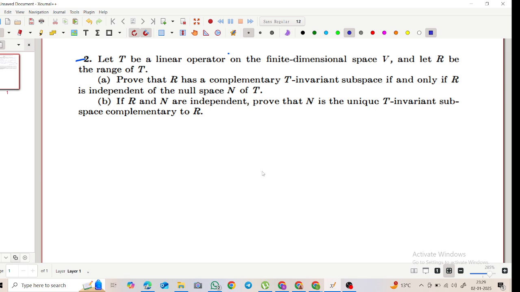So the problem is like this. Let T be a linear operator on a finite dimensional vector space V, and let R be the range of T. Prove that R has a complementary T invariant subspace if and only if R is independent of the null space N of T. And if R and N are independent, prove that N is the unique T invariant subspace complementary to R.